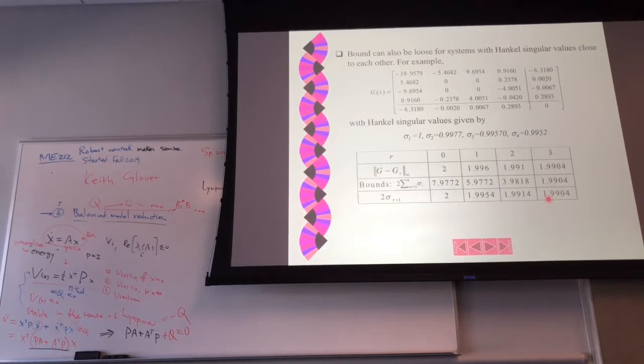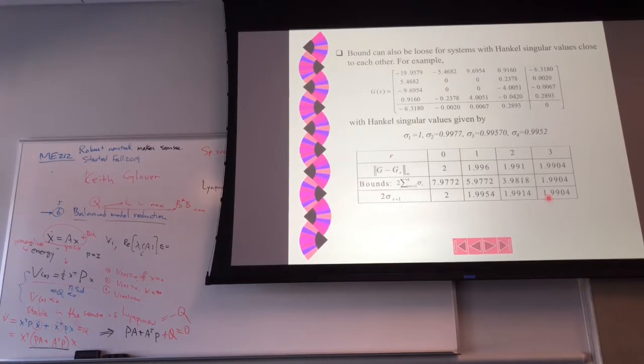So the Hankel singular value is the way to go. Balanced realization, balanced truncation, that idea is the way to go. And now you start to appreciate that state space is useful, even though we start with a transfer function matrix.